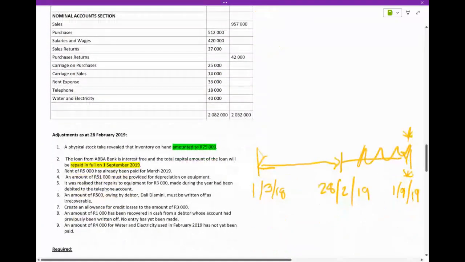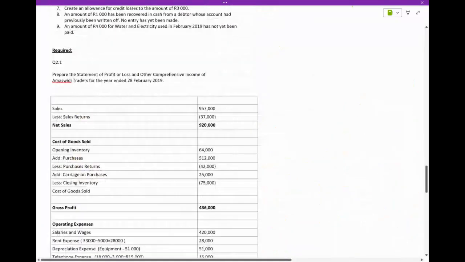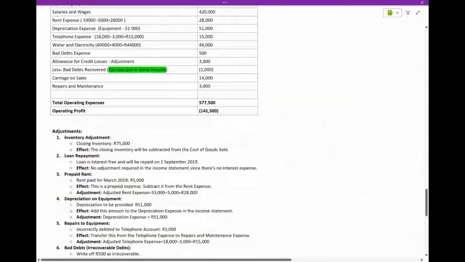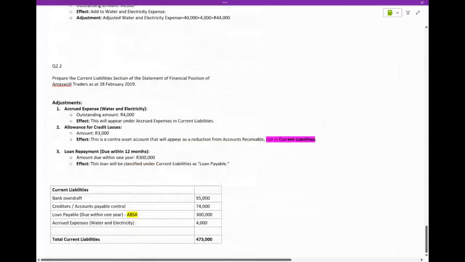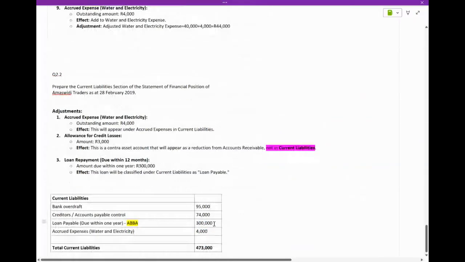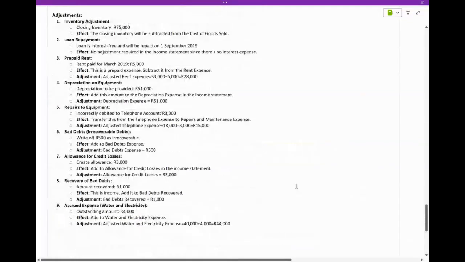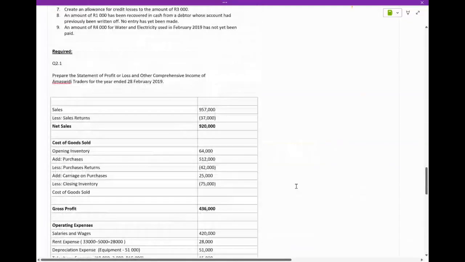I don't know if they've asked us. Let's see if they asked us in the second part. They say prepare the current liabilities. Okay. So can you see? And that's where I called this ABSA, but it's actually supposed to be ABB. Okay. Right. So there you can see the 300,000. That was the relevance of it. Can you see that? Okay, but it has no relevance for the profit and loss. Okay, but let's go on.